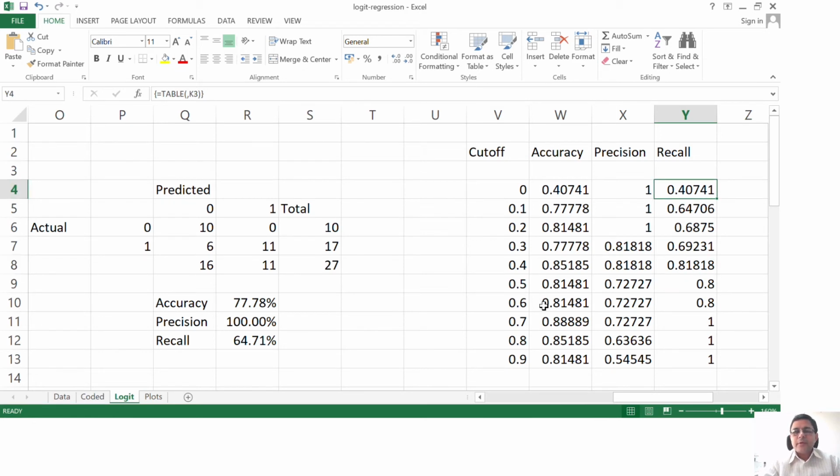Oops. Okay, I have not set up the... Yeah, it is set up correctly. It is set up correctly.